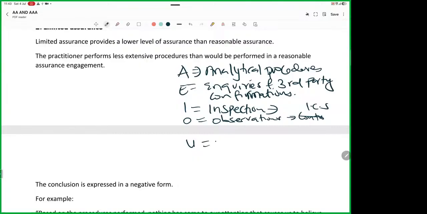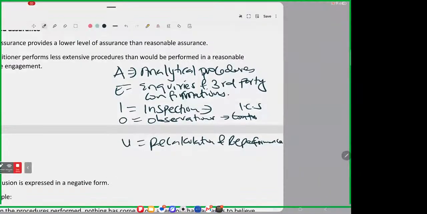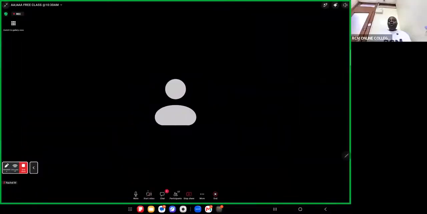Then there is recalculation and reperformance. So if it is a depreciation that you have on your books as an auditor, I will ask you, hey, I have to compute this very year. I must compute the depreciation that you have there. I don't trust it. Give me the fixed assets movement register, the PPE register. Give me your assumptions. Let me recalculate this figure.